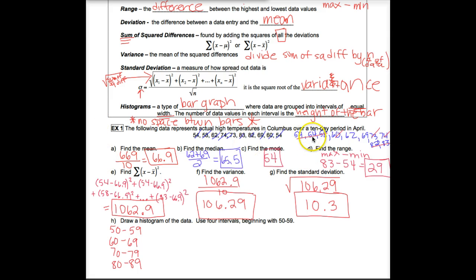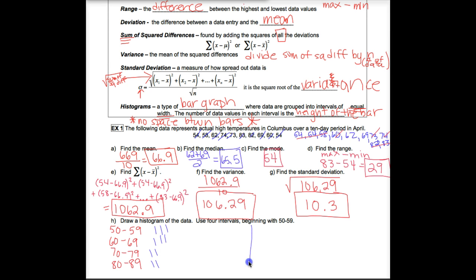So from 50 to 59, 54, 54, 58. So there are 3 pieces of data in that first interval. From 60 to 69, I'm looking up here, 60, 62, and 69. So there are 3 in there as well. 70 to 79, I've got 73 and 74, so just 2. And 80 to 89, I also have 2.